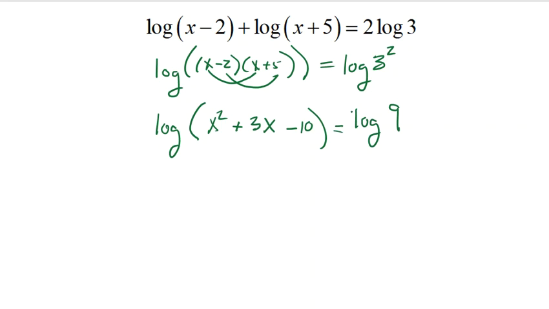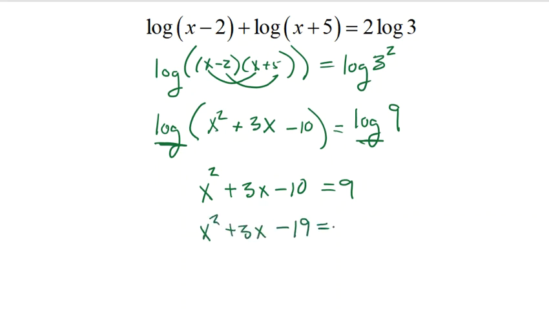Now remember the rule we said earlier. If you have a log on each side, and they're both the same base, log on the left, log on the right, then the values on the inside must be the same. So x squared plus 3x minus 10 has to equal 9, because the only way log of the left is going to equal log of the right is if the values on the inside are the same. So that's how I know that they're equal. Okay, now I've got a quadratic to solve. Subtract the 9 over, we get x squared plus 3x minus 19 equals 0.